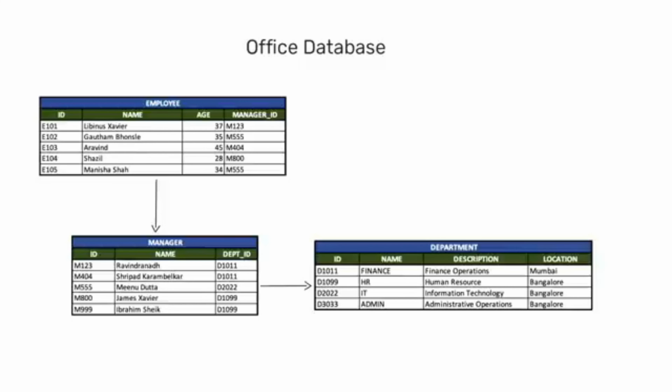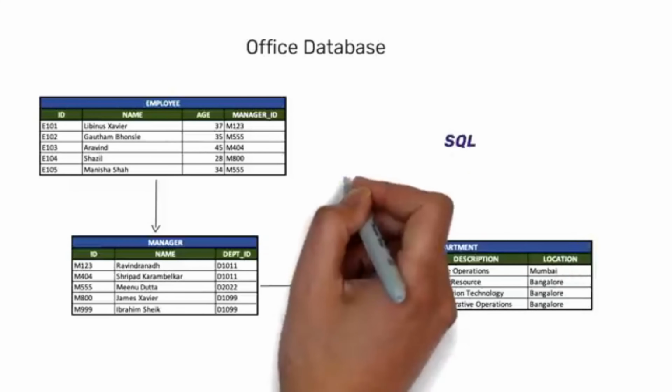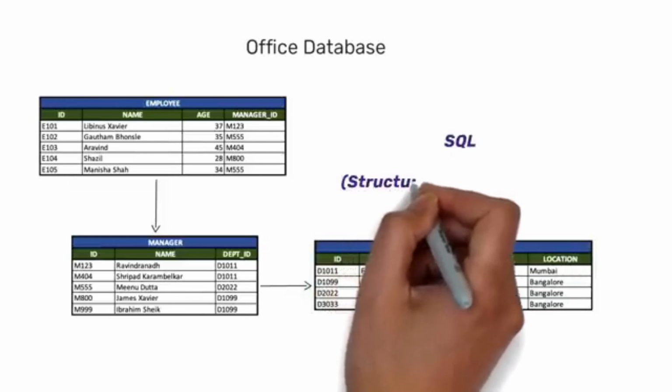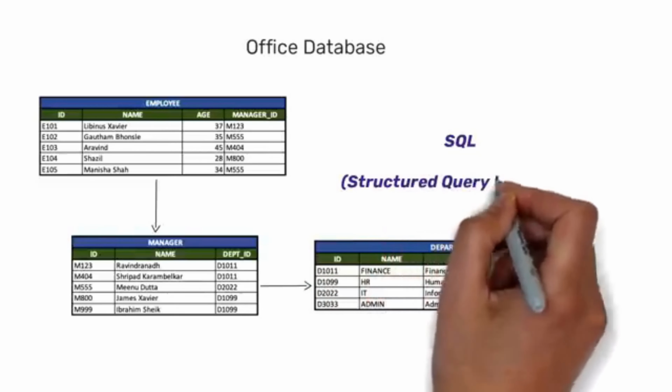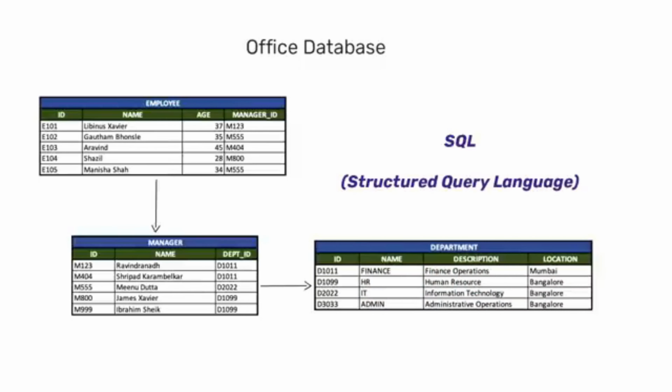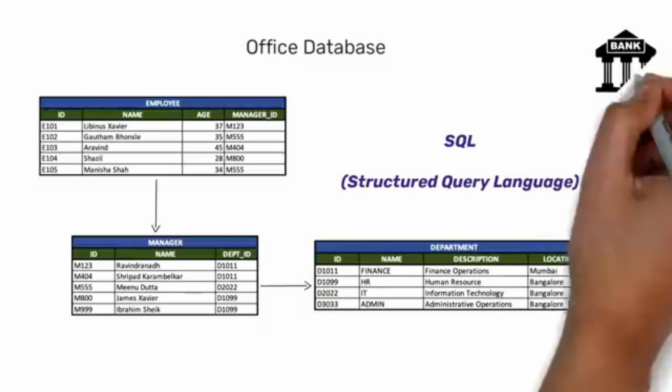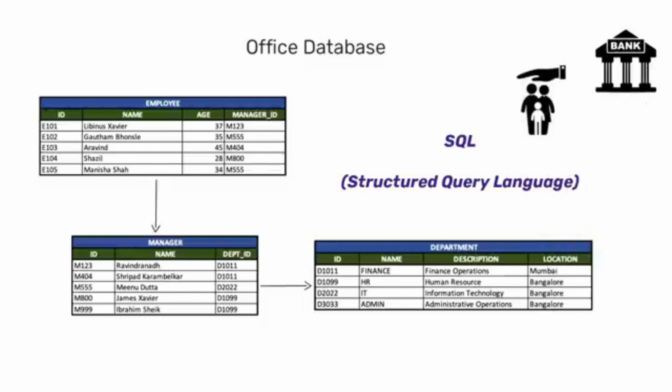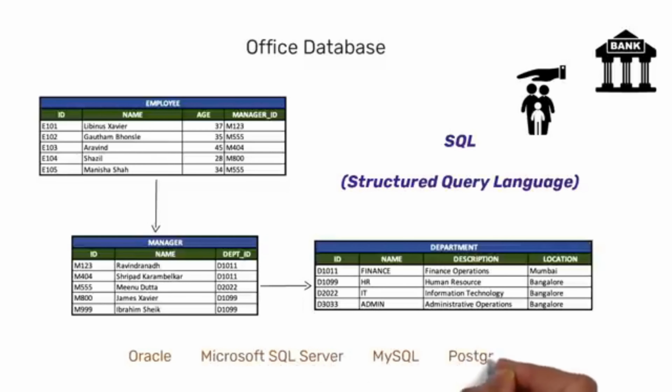In a relational database, using DBMS, you can enter commands in a specific language to store, retrieve, and modify data. This specific language is SQL, or Structured Query Language. SQL is a programming language which follows a standard format for querying data across different relational databases. Most of the financial institutions such as banks or insurance companies use relational databases. Examples of relational databases are Oracle, MySQL, Microsoft SQL Server, PostgreSQL, etc.